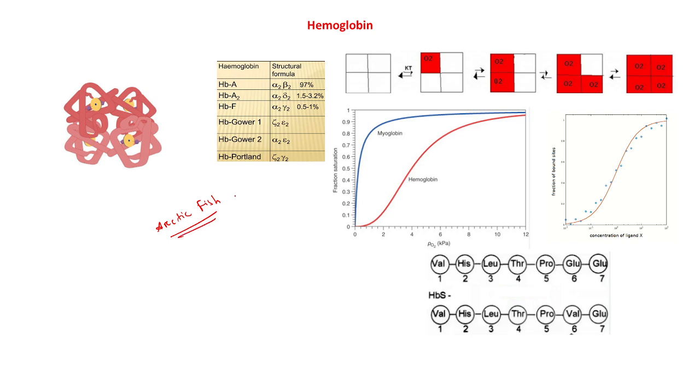Arctic means low temperature area. In the low temperature area, the Arctic fish have no hemoglobin. Why? Because in the Arctic there is a very high amount of oxygen.